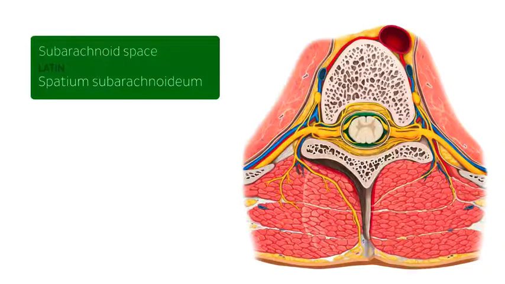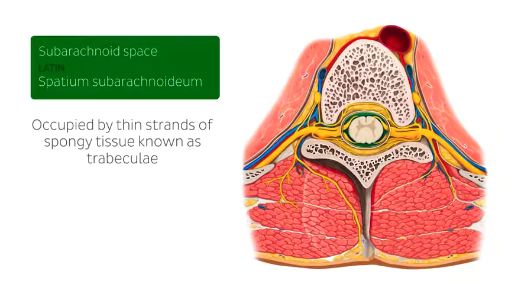The subarachnoid space is occupied by thin strands of spongy tissue known as trabeculae, which are delicate connective tissue filaments that extend from the arachnoid mater to the underlying pia mater, converging to form an incomplete posterior median septum along the posterior midline of the spinal cord.